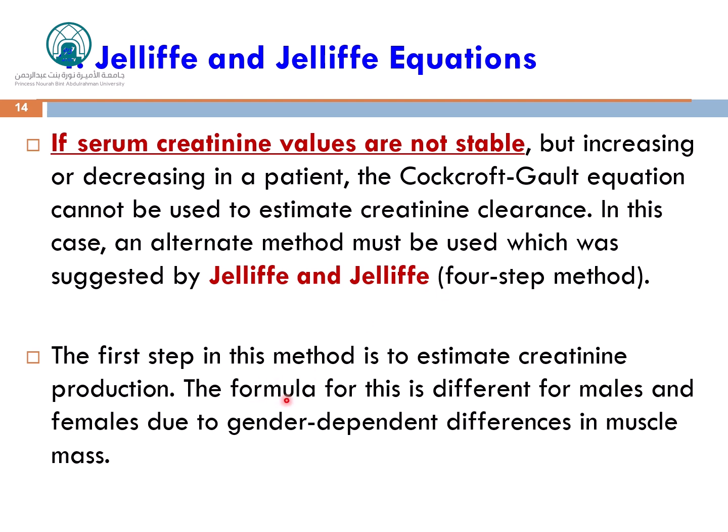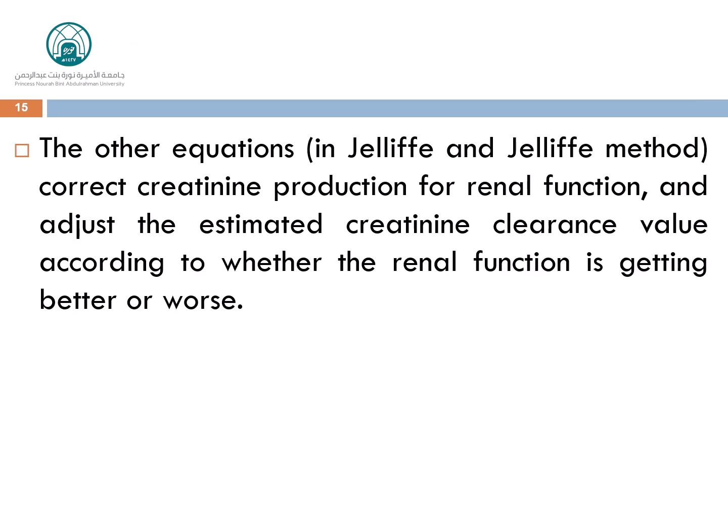The formula for this is different for males and females due to gender-dependent differences in muscle mass between females and males. So first of all, we should be able to estimate the production. The other equations, as I have told you, it's a 4-step method. For the Jelliffe method, you calculate the corrected creatinine production of renal function, and then you adjust the estimated creatinine clearance value according to whether the renal function is getting better or worse.